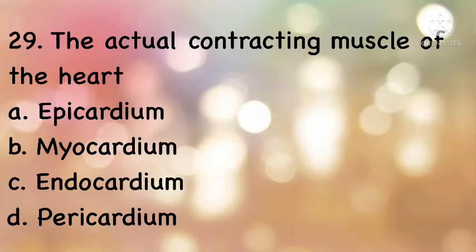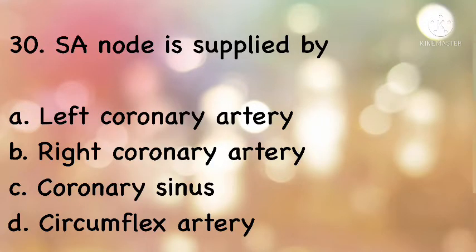The actual contracting muscle of the heart is: epicardium, myocardium, endocardium, pericardium. Correct answer is B, myocardium. SA node is supplied by: left coronary artery, right coronary artery, coronary sinus, circumflex artery. Correct answer is B, right coronary artery.